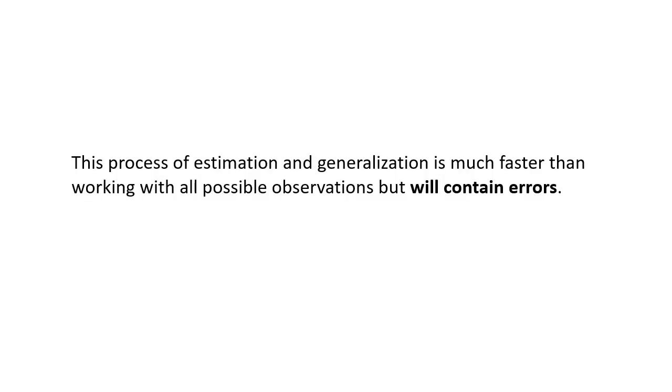Sampling requires that you make a statistical inference about the population from a small set of observations. You can generalize properties from the sample to the population. This process of estimation and generalization is much faster than working with all the possible observations, but it's going to contain errors. In many cases, you can't quantify the uncertainty of the estimates and add error bars, such as confidence intervals. There are many ways to introduce errors to your data sample.